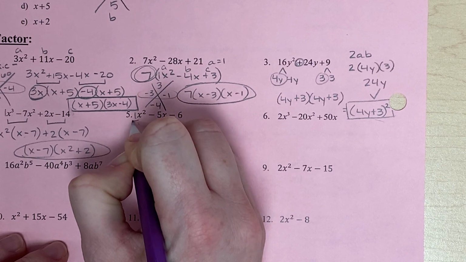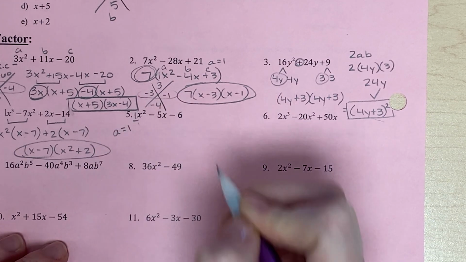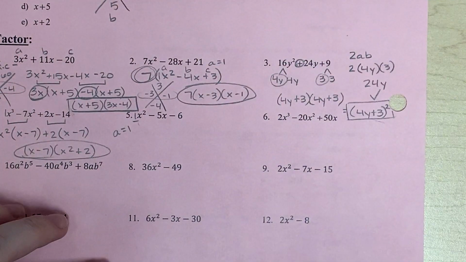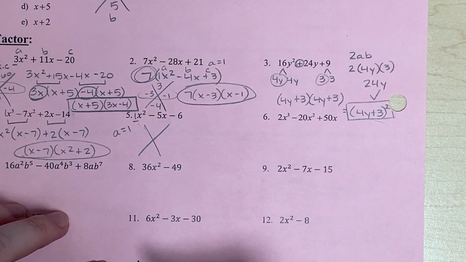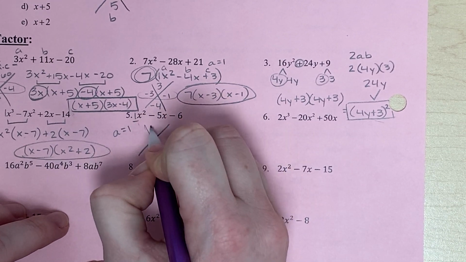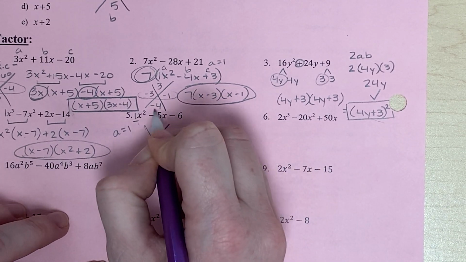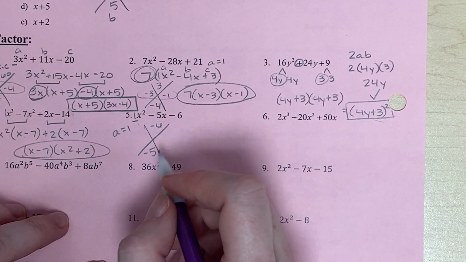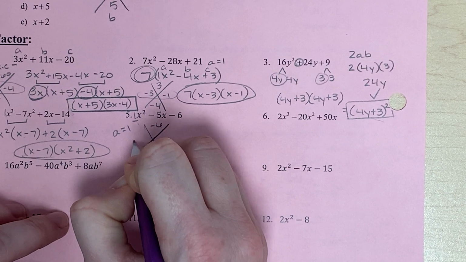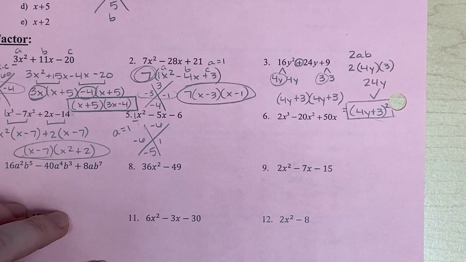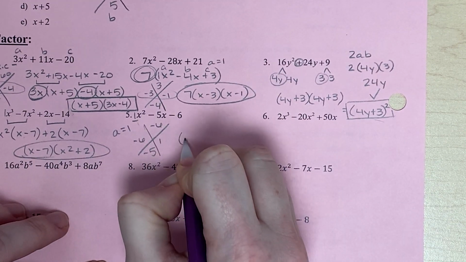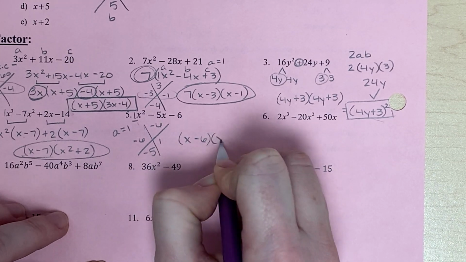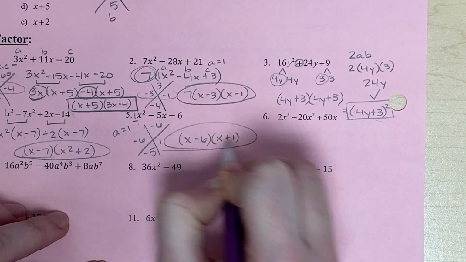So you can't do that shortcut method. Again, instead I'm going to look to see what a is. A in this case is a 1. So if a is a 1, we do that big X method. On top is a times c, so I have 1 times negative 6, which is negative 6. On bottom I have b, which is negative 5. The 2 numbers that multiply to be negative 6 and also add to be negative 5 are negative 6 and positive 1. If a equals 1, I can just go straight into my factors. I'm sorry, not a minus 6. X minus 6 and x plus 1.